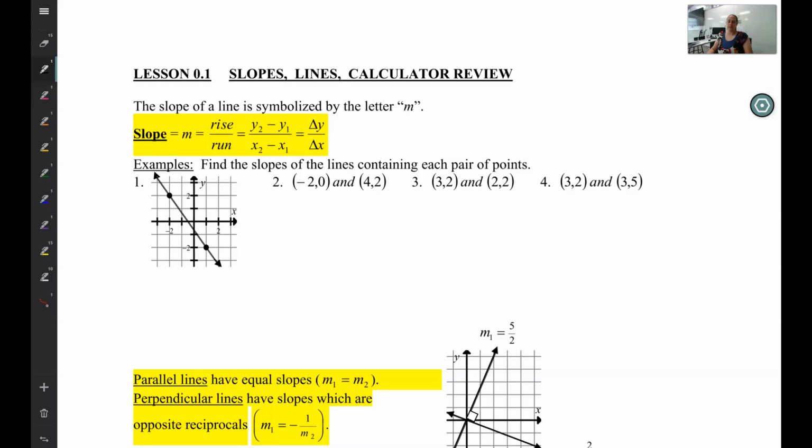This whole unit 0 is all review, so we're going to start with some really basic review, which is just slopes and lines and doing stuff on our calculator. So we're going to start out really simple, back to junior high, slope. Rise over run, change in y over change in x. We're going to do it graphically and algebraically.